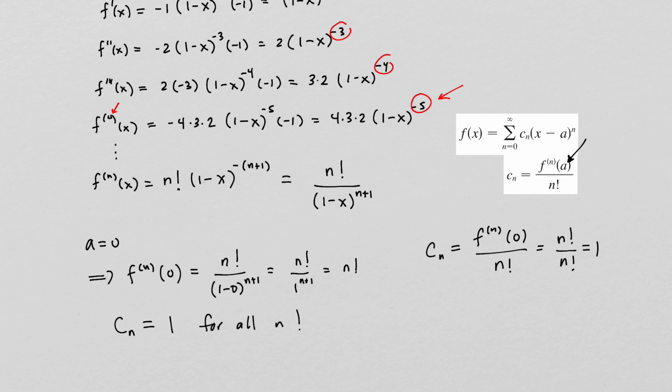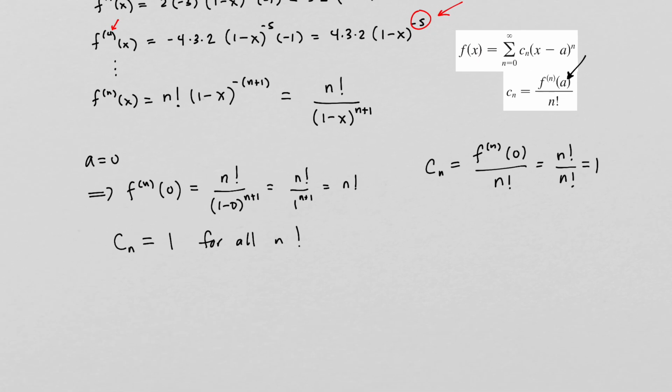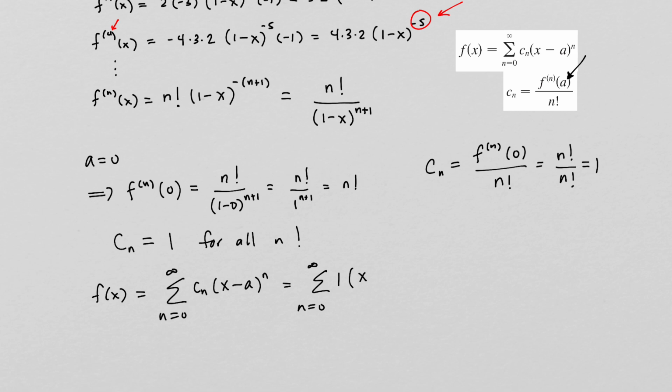So what is our series going to be? Well, it says that our function is going to be the sum, n equals 0 to infinity, of Cn times x minus a to the n. But we know that Cn is equal to 1 for all n, and we also know that a is 0. And so this is quite literally the sum of x to the n. But we knew that already, right?